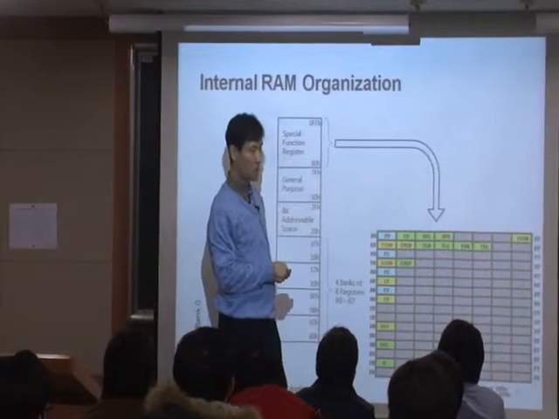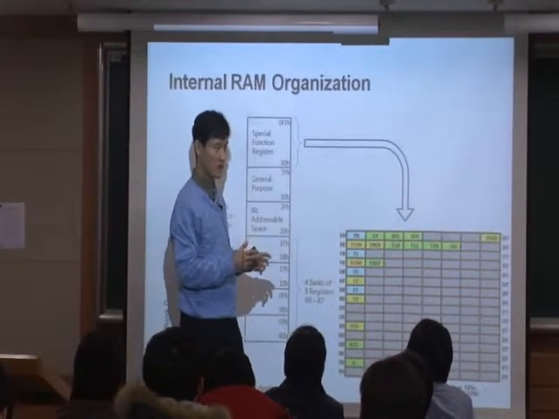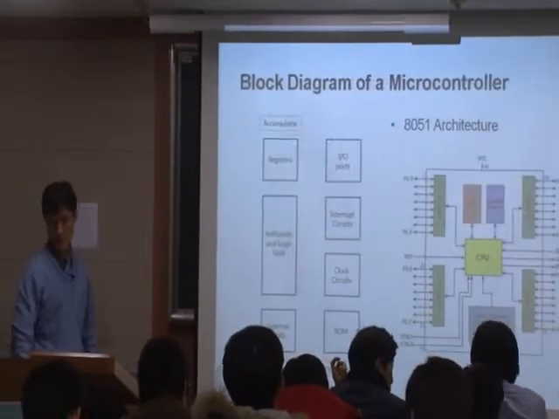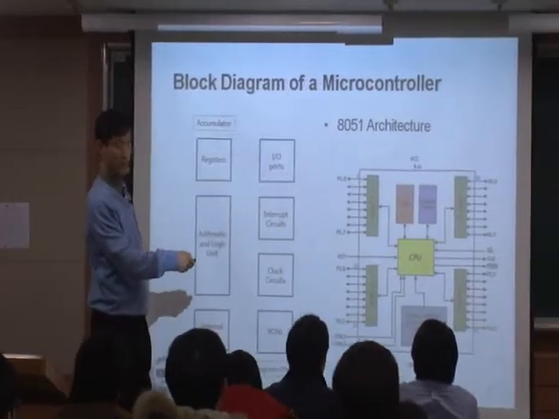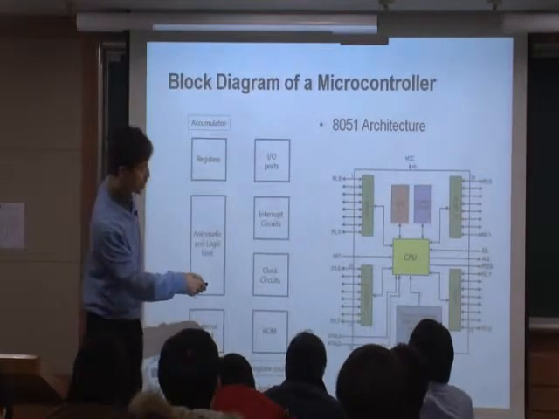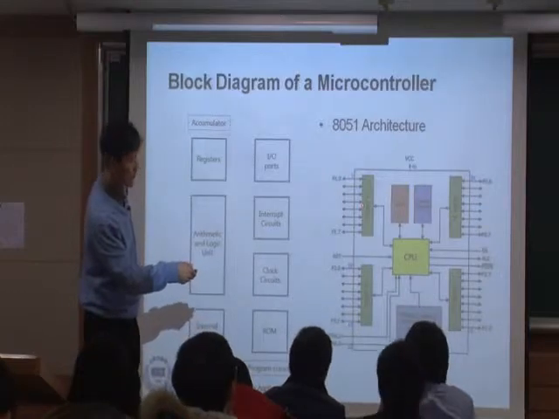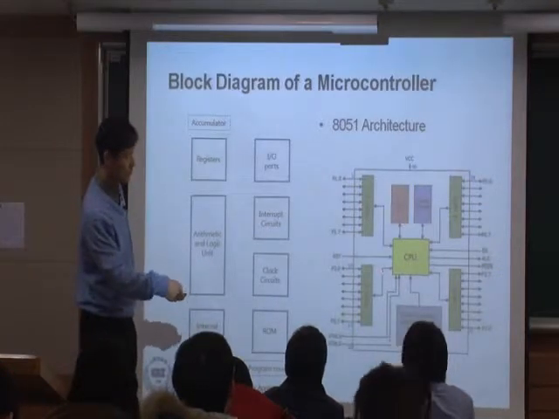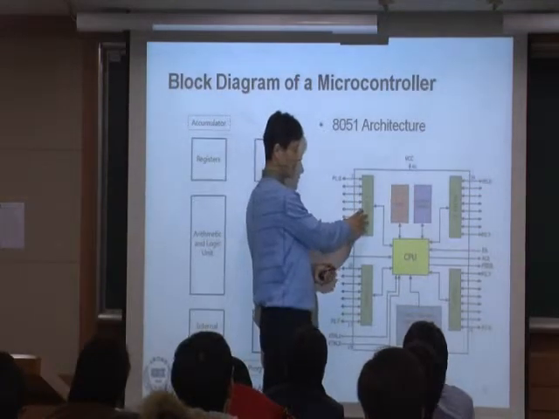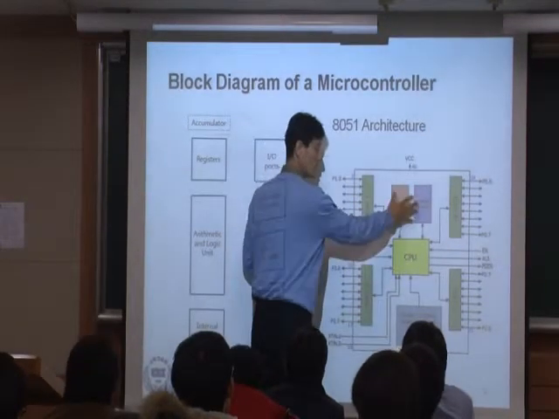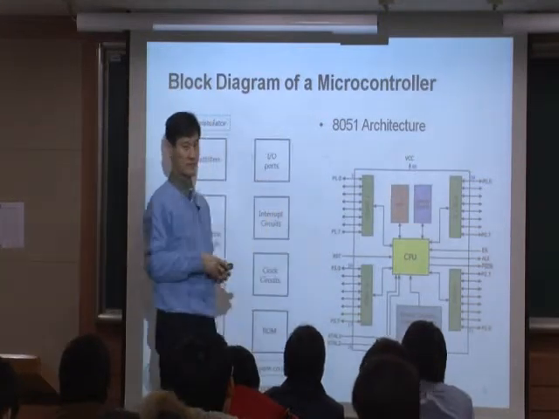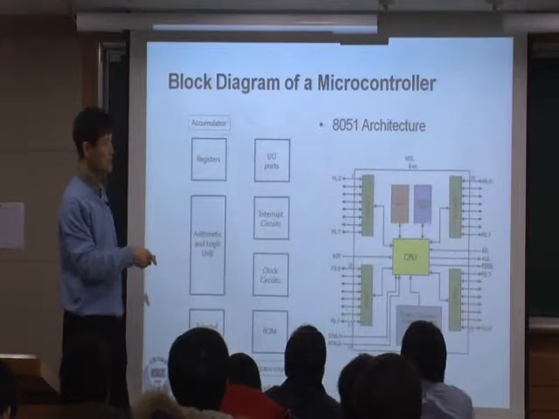P means a port. What is a port? Port means input port, output port. Look at this picture of the general architecture. We have port 0, port 1, port 2, port 3. So this port is like an interface between the chip, between the microprocessor and the outside. So why do you need a port?